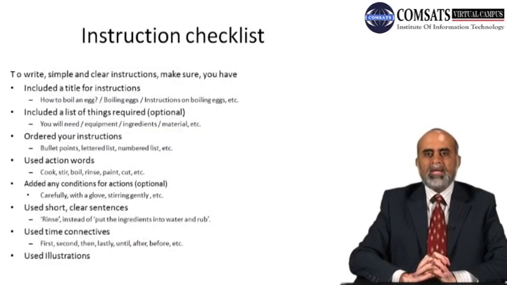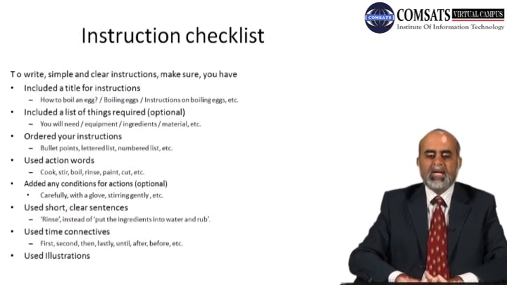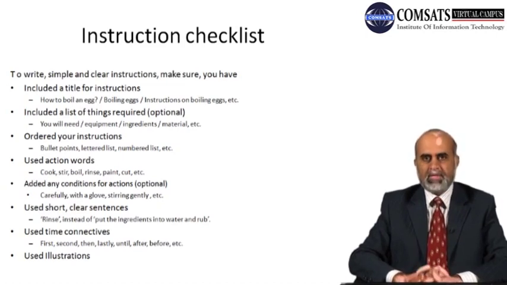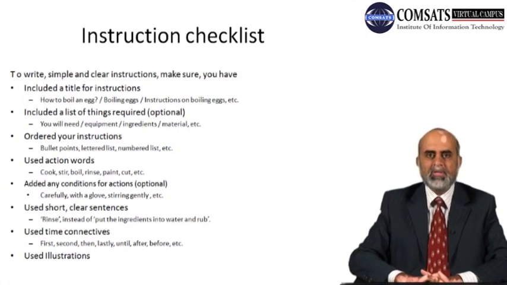Here is a checklist. What things should you keep in mind when you prepare instructions? So when you write instructions, you need to make sure that you have included a title for instructions. This is really important because without the title, of course, it would be like a headless monster, and people won't understand really what they are doing or making. So you need to give a clear title first. For example, how to boil an egg, or boiling eggs, or instructions on boiling eggs. So these could be 3 titles that you can give if you are teaching someone how to boil eggs.